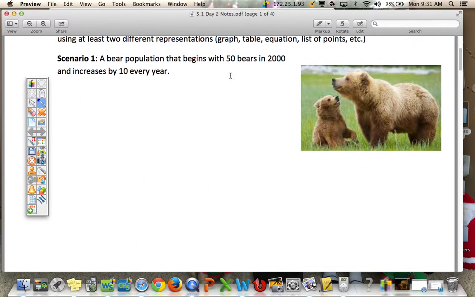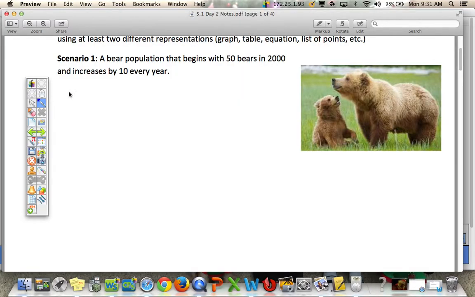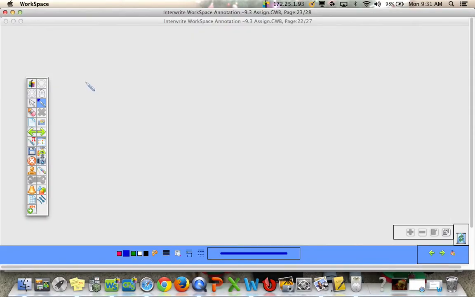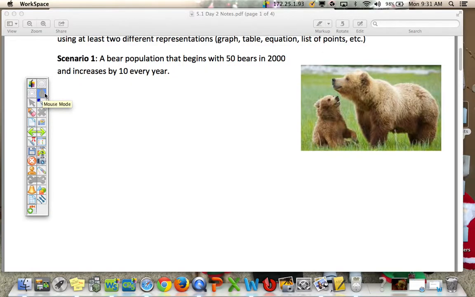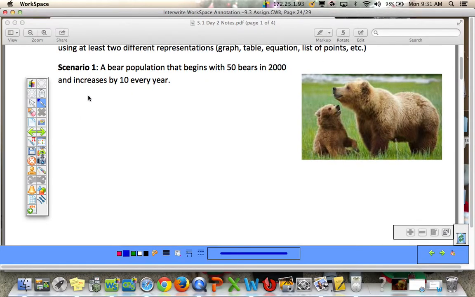So most students in class in the first scenario could come up with a table for the bear problem. So let's say that we have time. Let's say X was time or years, and Y would be number of bears. So in year 2000, 2001, or you could start at 1. You would have 50 bears, and it goes up by 10 each year.